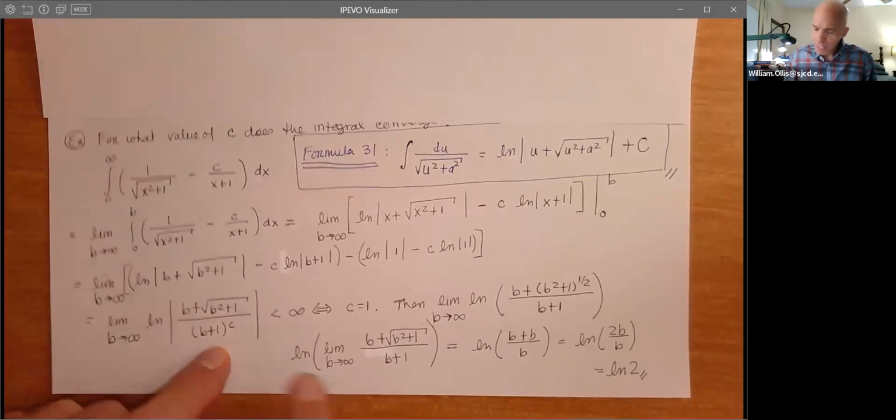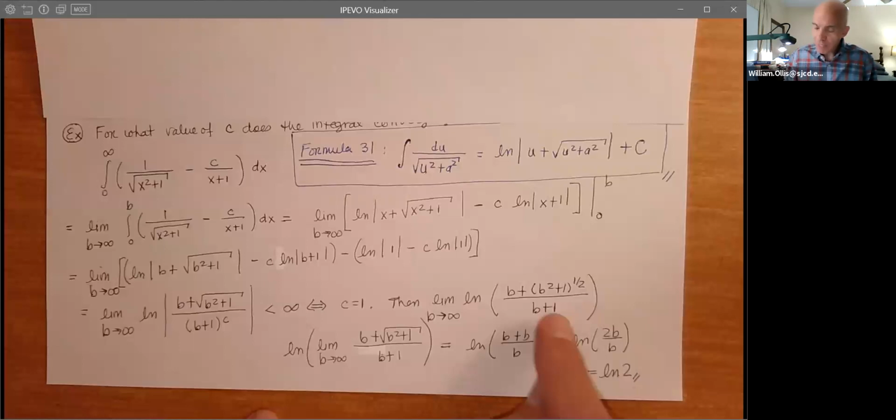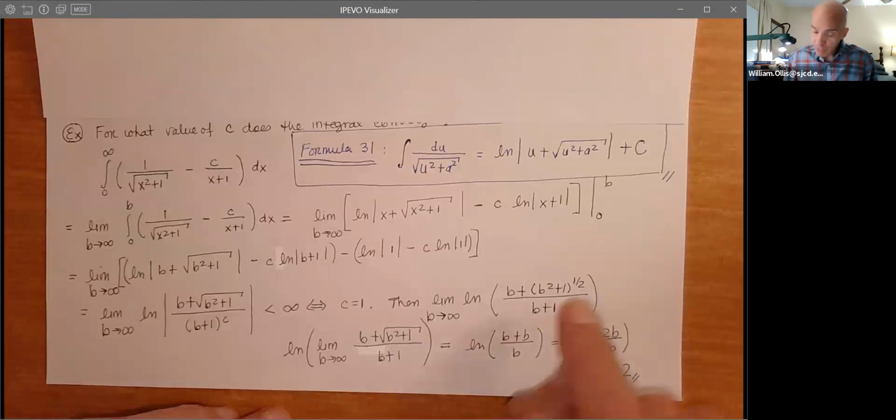And so now when c is equal to 1, we just have the limit as b passes to infinity of this expression. And as b passes to infinity, using the continuity of the log, we just get b plus b upstairs, and then of course b downstairs, and 2b over b reduces to 2.